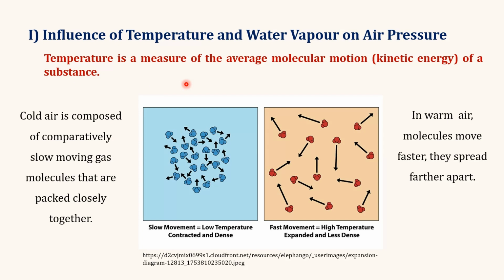Horizontal variation in atmospheric pressure is mainly because of the influence of temperature and water vapor as well as the flow of air mass. So now we will learn about these two factors which are responsible for horizontal variation in the atmospheric pressure. So first we have the influence of temperature and water vapor on the air pressure.